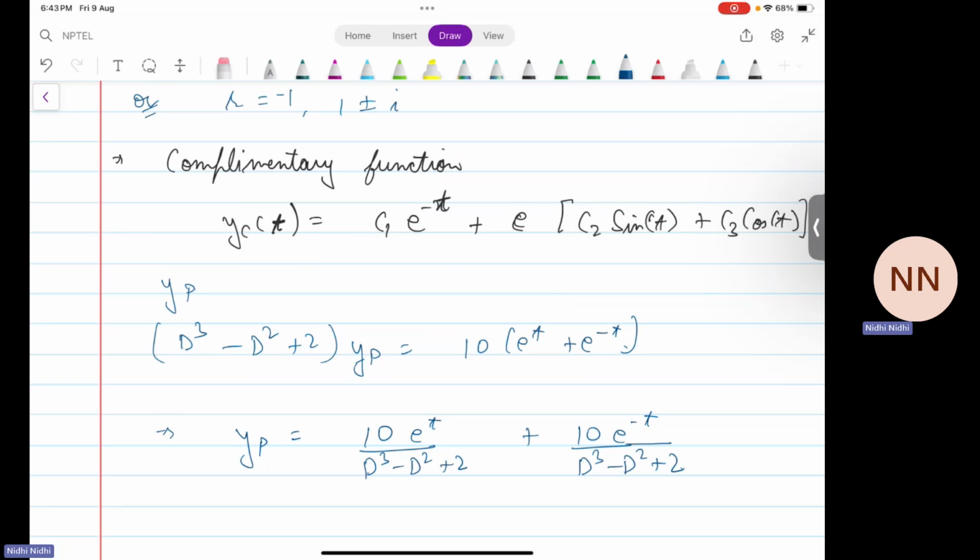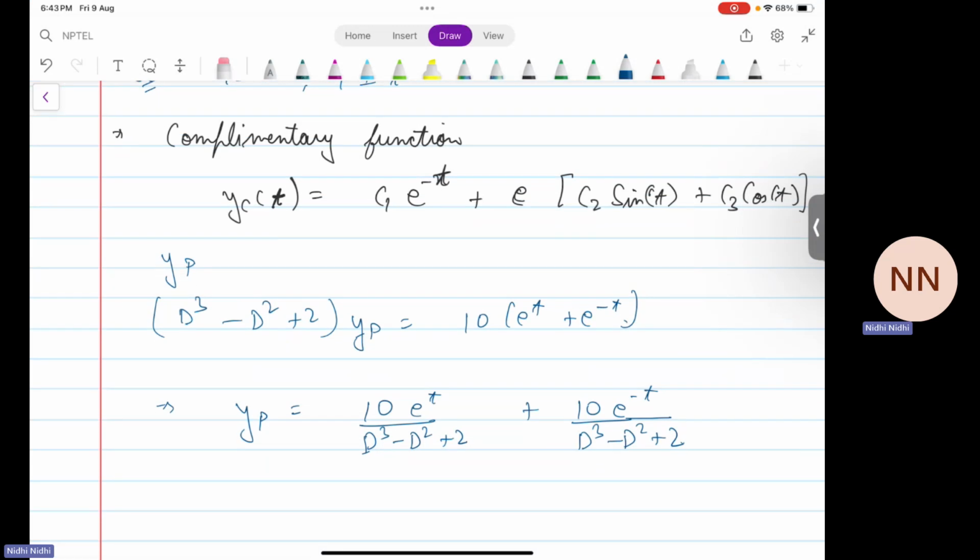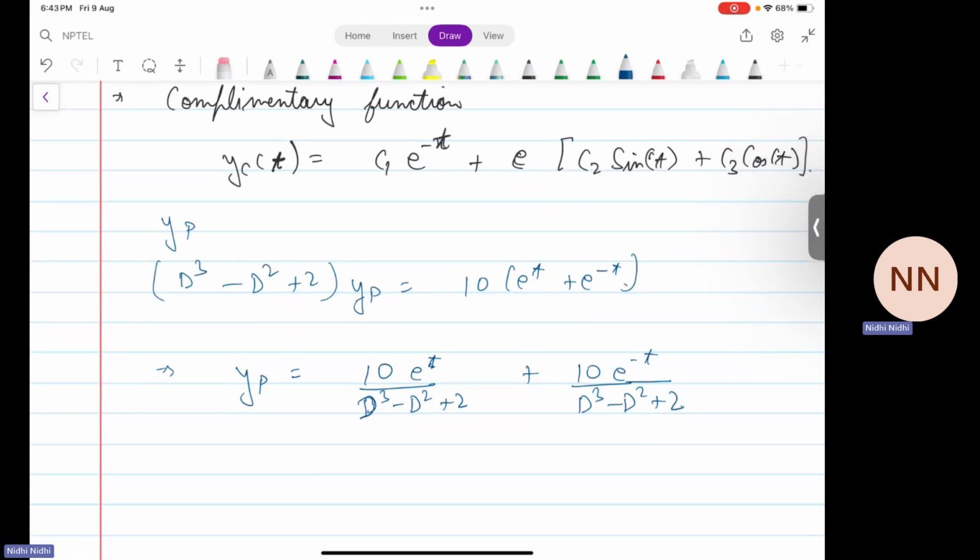To find the particular integral of this specific type of function, when the nonlinearity has e to the power some constant times t, we find the particular integral by just putting the value of this constant that is multiplied by the variable t. Here it is 1. So if we put D equals 1 in the denominator and the denominator turns out to be non-zero, then that gives us the particular solution. So here we can see that D equals 1 will suffice. So 10 e to the power t by 3 minus 1 is 2.